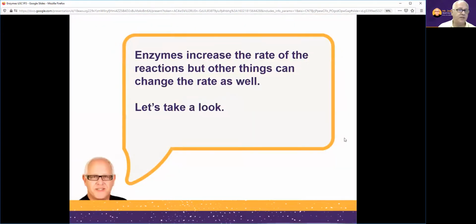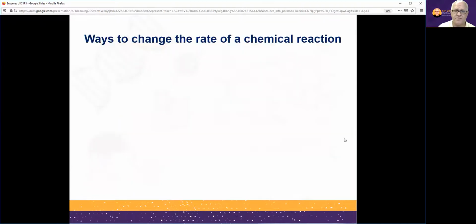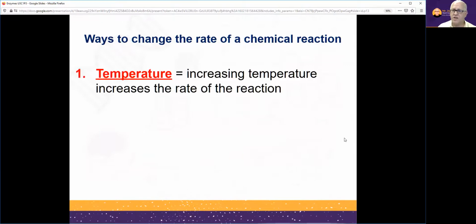So enzymes increase the rate of reactions, but other things can change the rate as well. When the enzyme denatures, some of the biochemical reactions continue, but mostly they'll slow down. But there are some other things that can affect the rate of the reaction. Let's take a look. Some of the ways that change the rate of the chemical reaction include temperature.